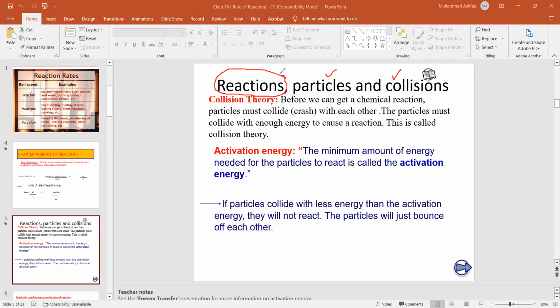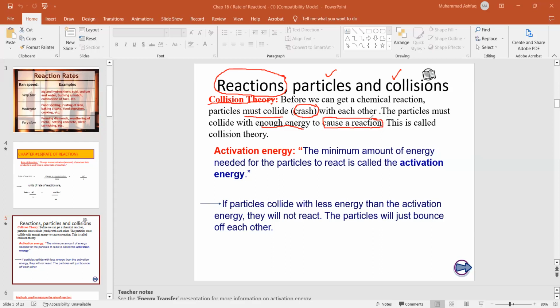So this collision we name as collision theory. Before we can get a chemical reaction, particles must collide, crash with each other. The particle must collide with enough energy to cause a reaction. That is a very important point here. If particles do not collide or hit one another, there will be no reaction.